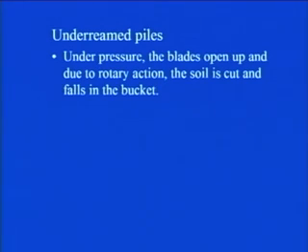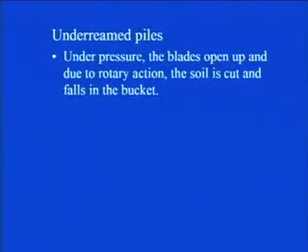Then under pressure the blades of the underreamer open up, and due to rotary action the soil is cut and falls in the bucket. So, once the bore hole is created, you insert the underreamer and then with pressure you try to rotate it. As soon as there is some pressure on the underreamer, its blades open, and with the rotary action in the clay part or in the soil part below at the end of the pile, the soil is cut and then it falls into the bucket associated with it.